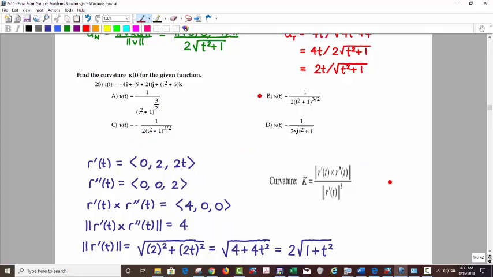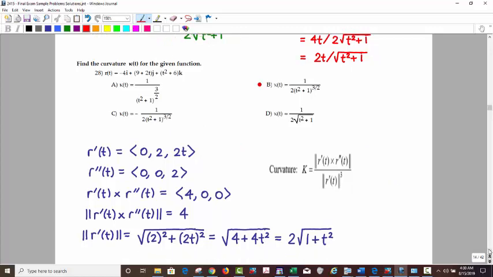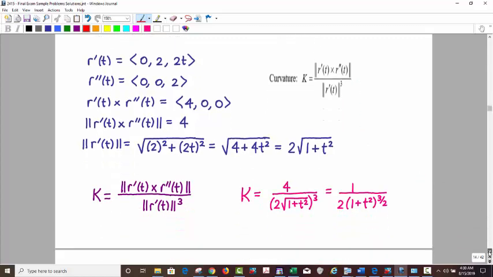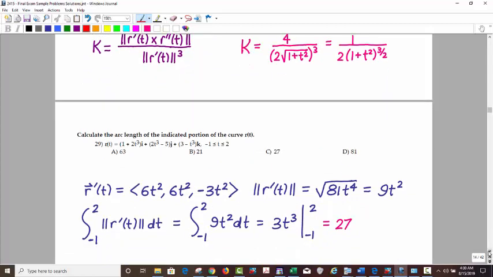Curvature is not a negative value. So negative is automatically wrong, because you see it's a magnitude divided by a magnitude. Those are both going to be positive quantities. So negative is nonsense for curvature.